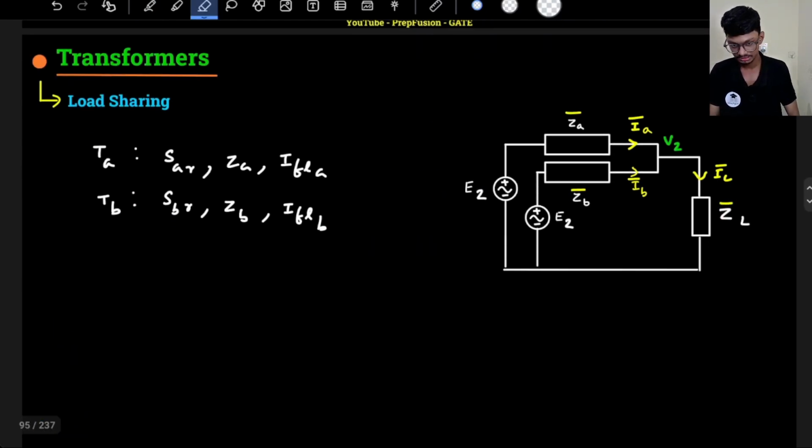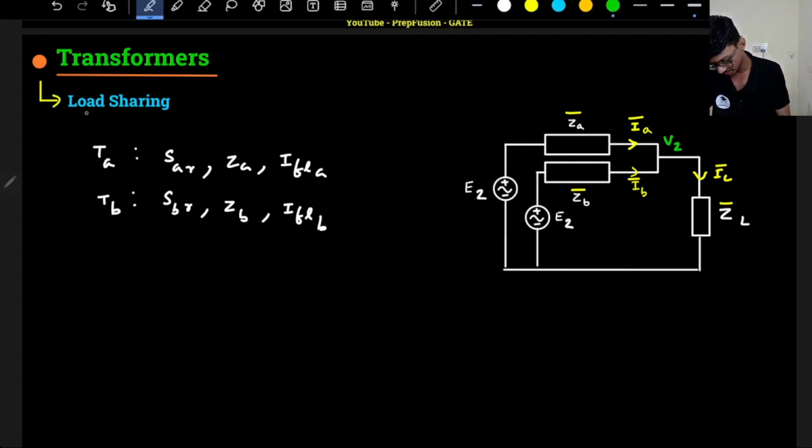Now, before the next question, I want to discuss load sharing when the full load currents are given. How to optimize the load sharing without overloading. This is basically maximum load sharing without overloading.